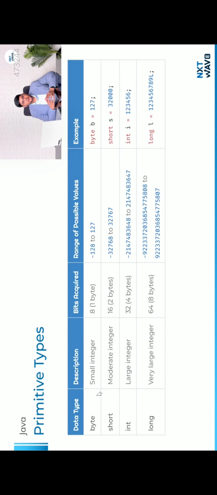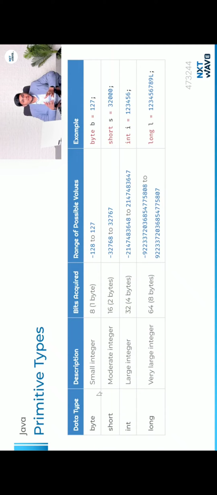So the primitive data types like byte. Whenever you declare a particular variable as byte data type, the range of possible values that you can store in the variable is minus 128 to 127. So the minimum value that you can store is minus 128, and the maximum value that you can store is 127. Similarly, if you declare a variable as short data type, then the minimum value that you can store is minus 32,768, and the maximum value is 32,767. Similarly, whenever you declare a variable as int data type, it is also called a large integer. And as you can see, the minimum and maximum values that you can store are pretty large.